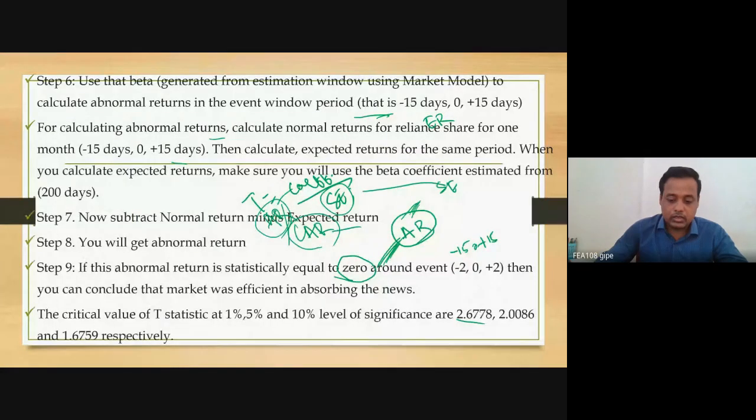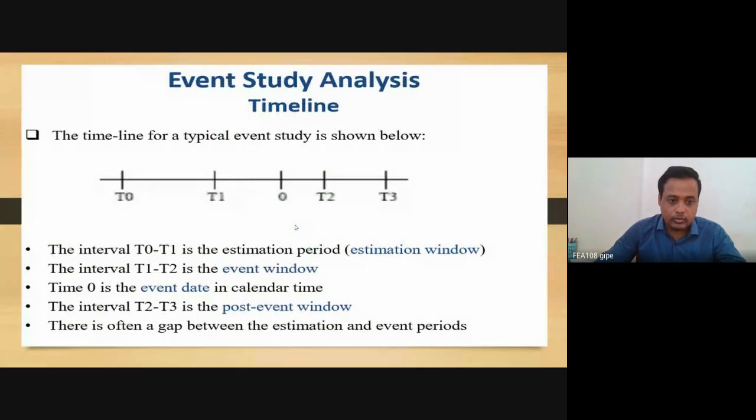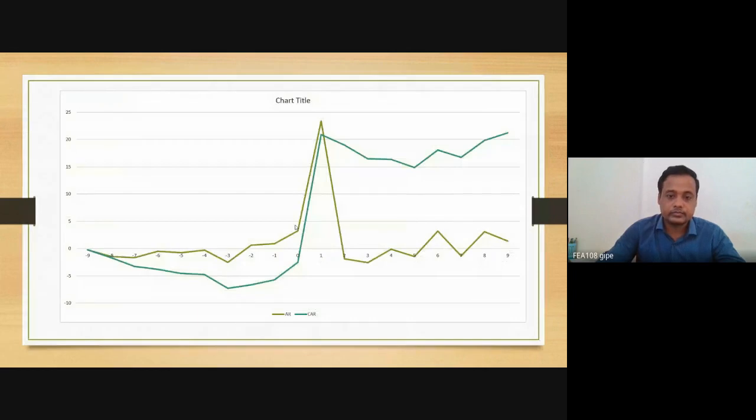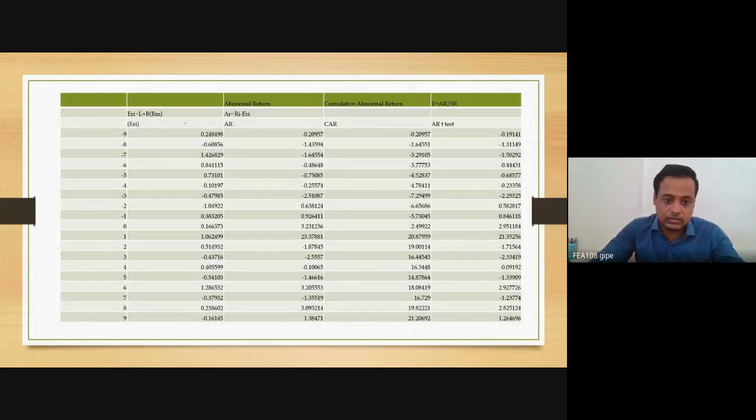Okay. So, a clear procedure. Now we'll go back to doing our exercise through Excel. Suppose you are coming out with a -9 plus 9 event, and you got expected return alpha plus beta RM. This alpha and beta value you got from the estimation window. Then you come out with abnormal return. Your actual return will be here. Then abnormal return, then you come out with cumulative abnormal return and AR T test, then CAR T test. Okay.